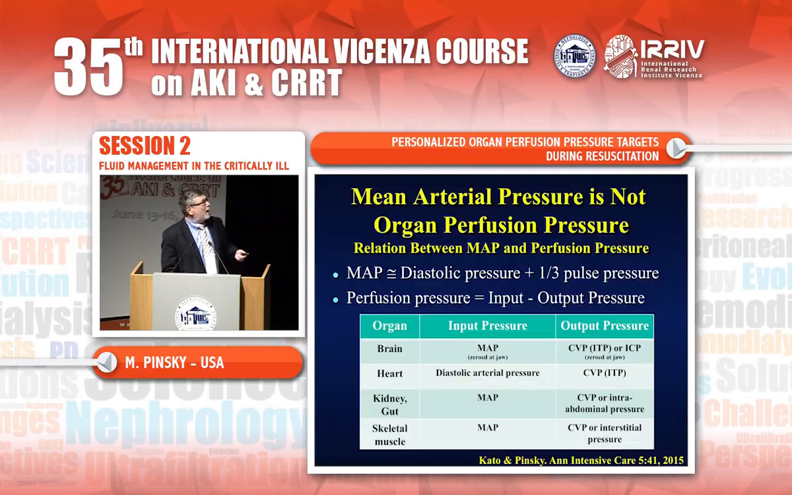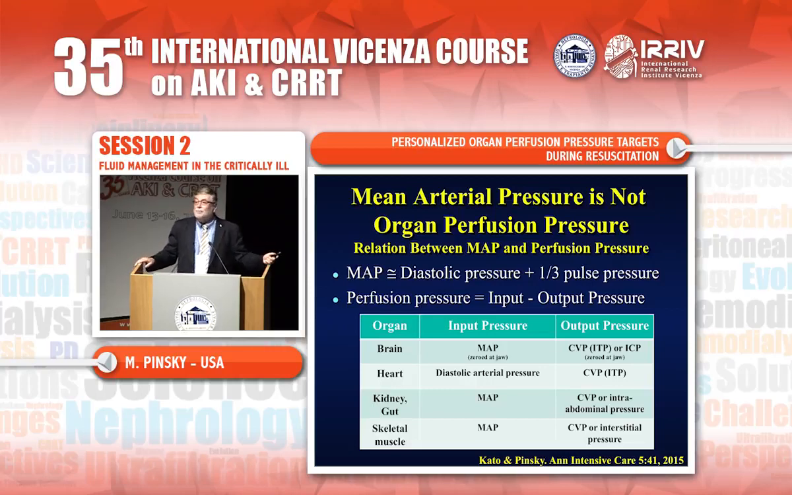What are the back pressures? It isn't mean arterial pressure alone. It's mean arterial pressure minus the back pressure. For the brain, it's either CVP or intracranial pressure. For the heart, since it cannot perfuse during systole because the muscle is contracting, it can only perfuse during diastole. So it's the diastolic arterial pressure minus either CVP or intrathoracic pressure, whichever is higher.